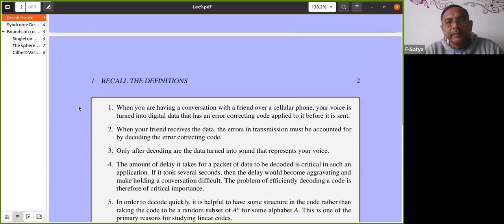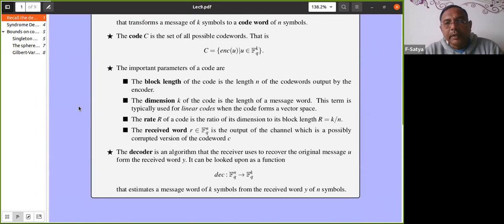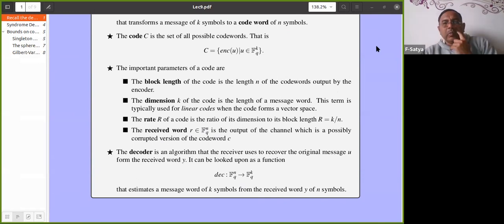The received vector r, the output of the channel, is a possibly corrupted version of the code word c, correct? So the decoder is a map which converts the received word in FQ power n back to the original message, right? Okay, good.